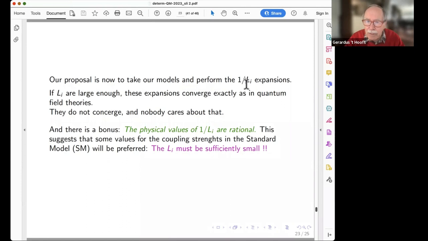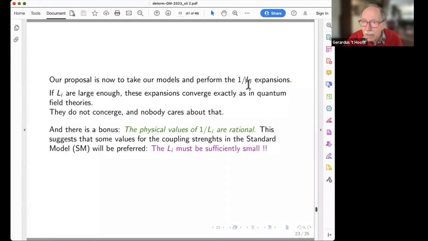So the values of 1/L are rational. And this means that the coefficients that come with these interaction Hamiltonians are rational coefficients. In the standard model, these coefficients are the constants of nature, like the fine structure constant, 1/137. In the standard model, I don't know what the number is. I can replace it by any real number I like and do the perturbation expansion. Same thing here. I can replace 1/L by any number I like and do the perturbation expansion. But physically, you should expect the 1/L to be a rational number.